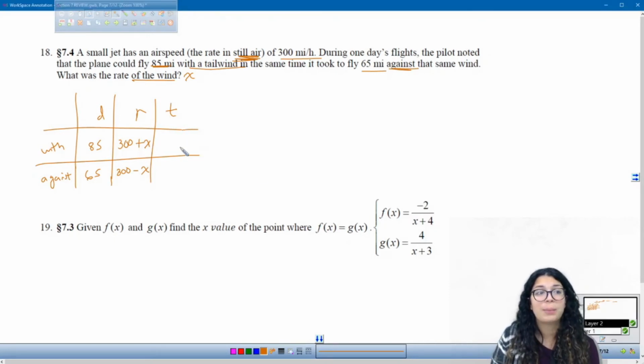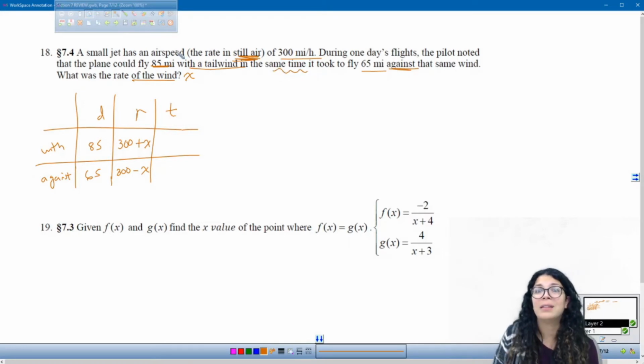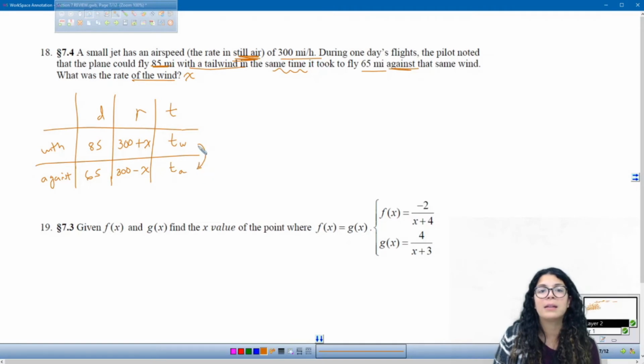Then what is the relationship of the time? They told you that the pilot noted that it took the same time to go 85 miles one way as it took to go back 65 miles the other way. So the time to go with and the time to go against, they said in the problem, is equal. So the equation is the time to go with is equal to the time to go against.